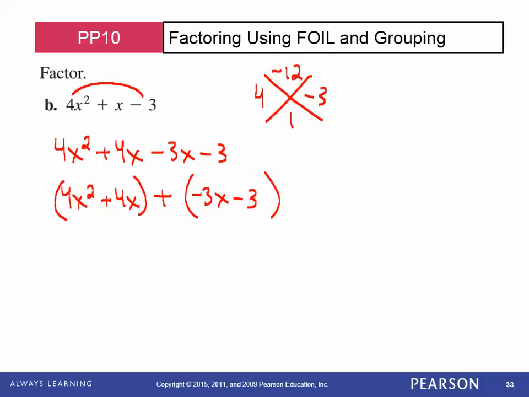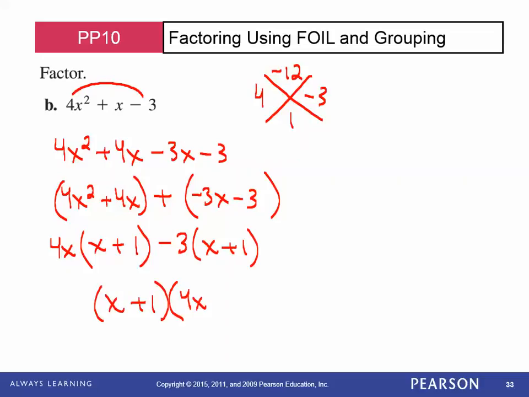All right, what goes out of the first parenthesis? 4x is good by me. Yep, leftovers x plus 1. What goes out of the second parenthesis? Negative 3, awesome, x plus 1, and the grouping method works, awesome. Factoring out the x plus 1 leaves us with 4x minus 3. Okay, we good?